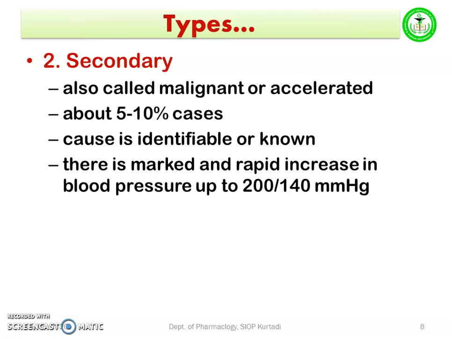Another type, secondary hypertension, also called malignant or accelerated hypertension. It occurs in about 5 to 10% of patients. Generally, in this type, the exact cause is identifiable, or you can say that the mechanism is known. And there is a sudden and marked increase in the blood pressure up to or above 200 by 140 mmHg.